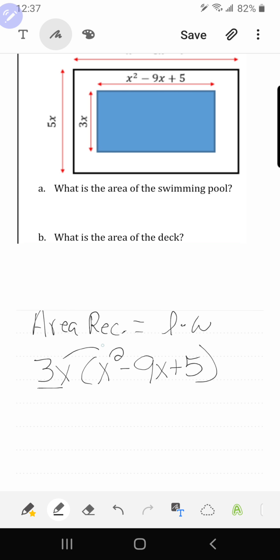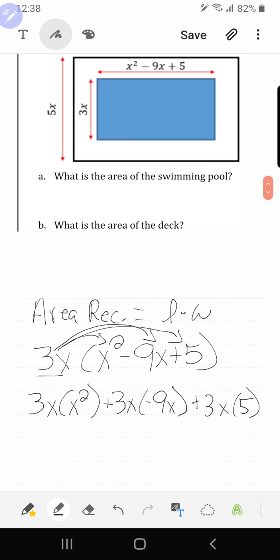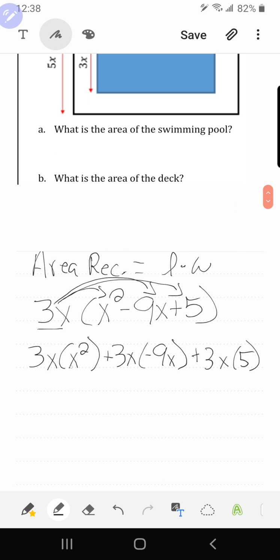I'm going to distribute the 3x to x squared, 3x to negative 9x, and 3x to the 5. So let's rewrite it. It's going to look like 3x times x squared, plus 3x times negative 9x. Be very careful of your signs, please. Plus 3x times 5. Okay, so now let's start multiplying. 3x times x squared is going to be 3x cubed, because x times x squared is x cubed.